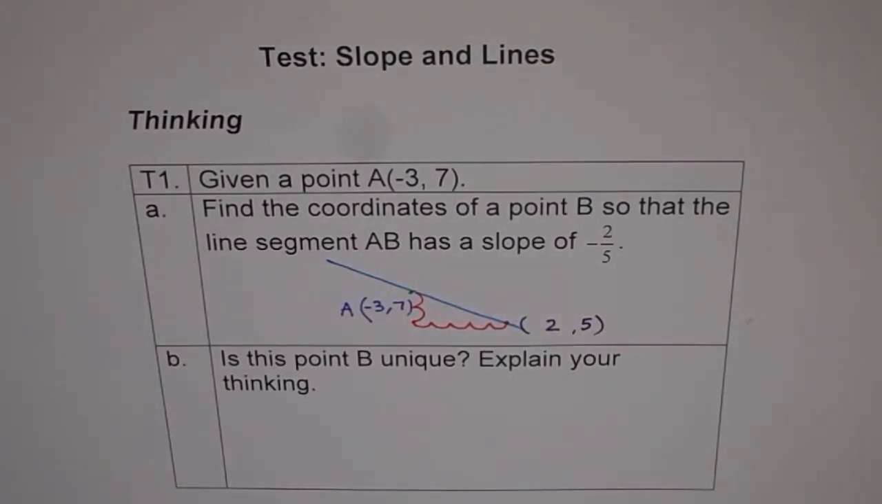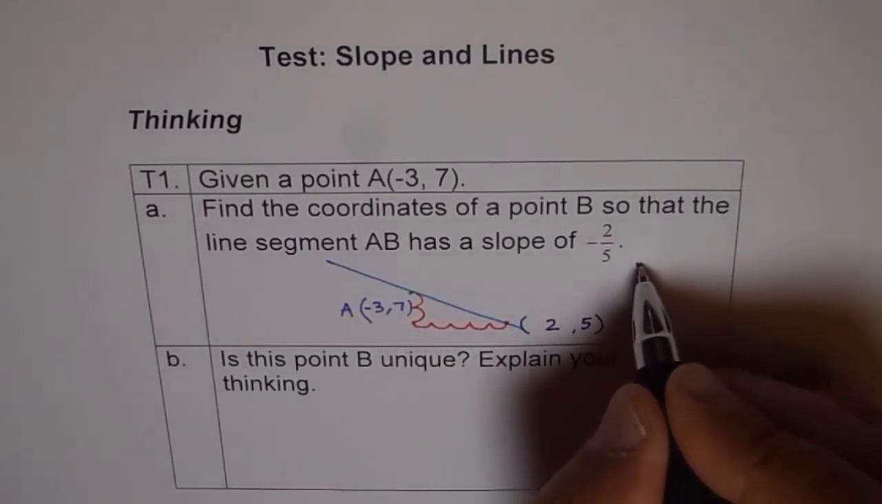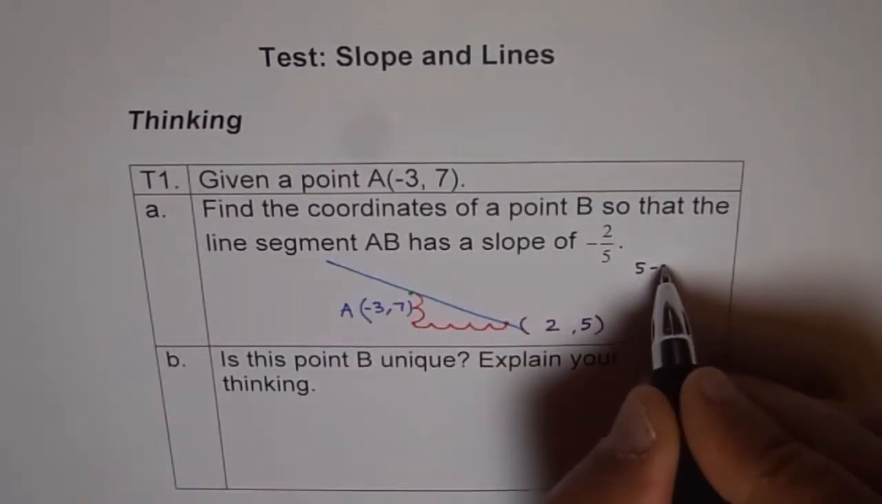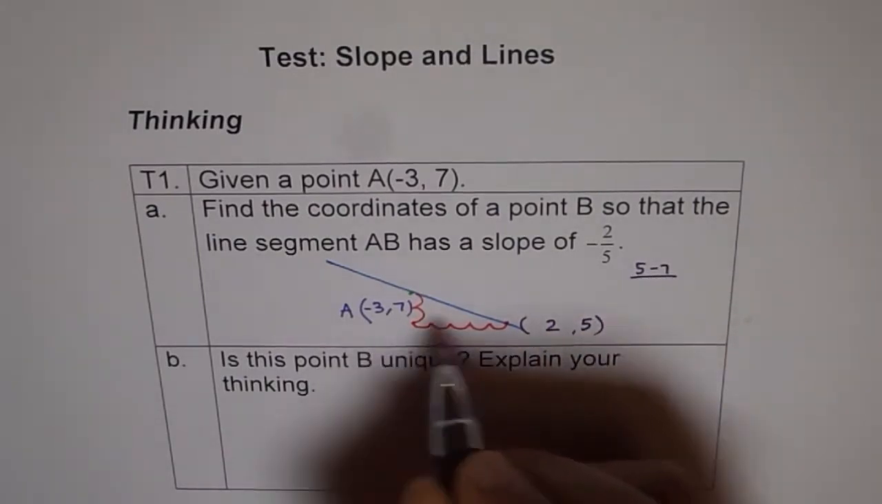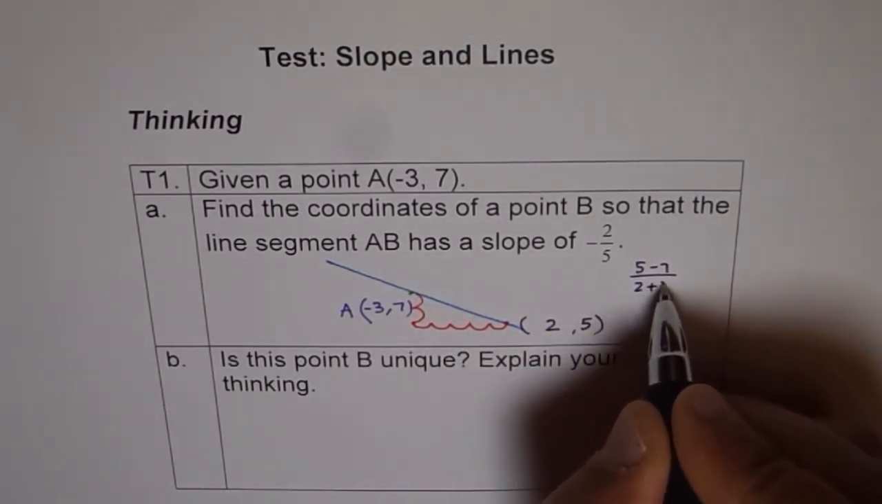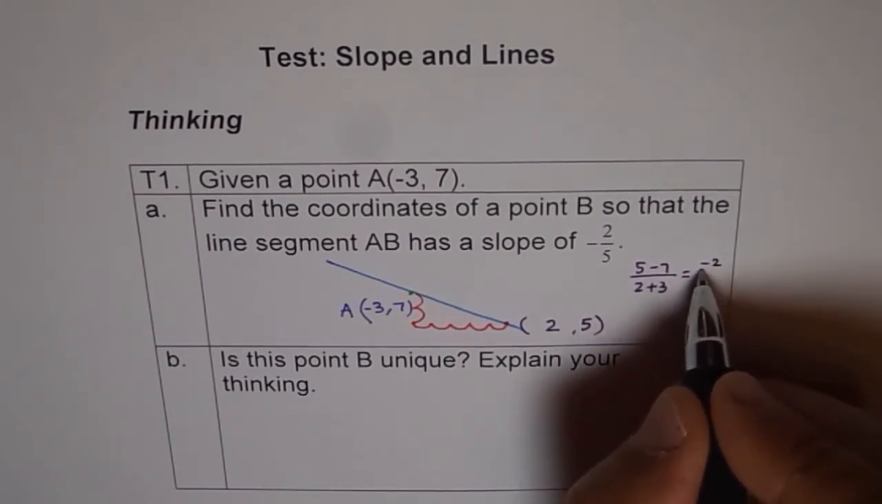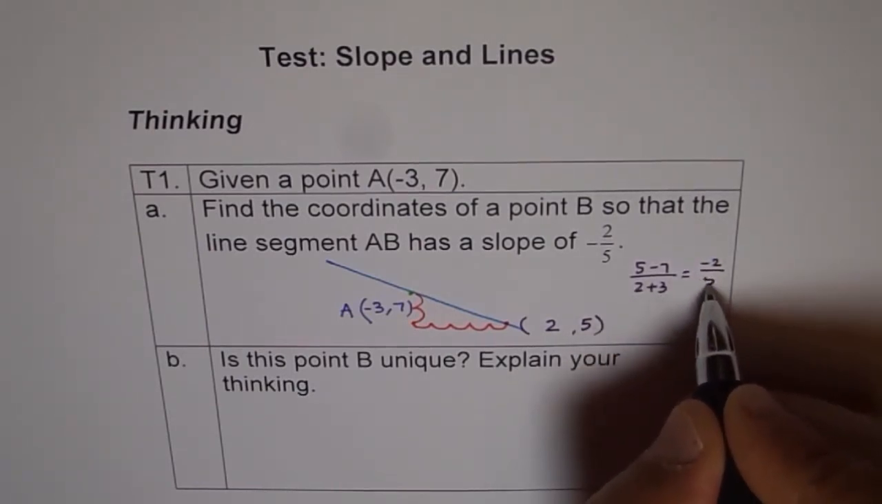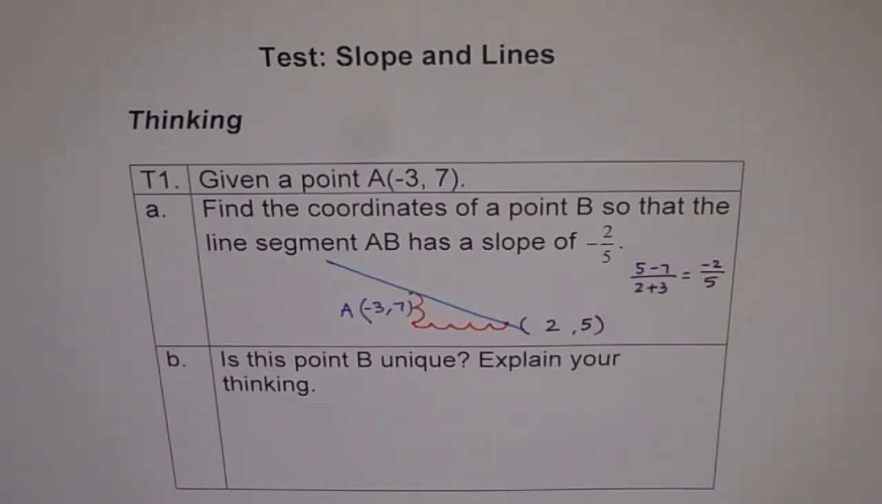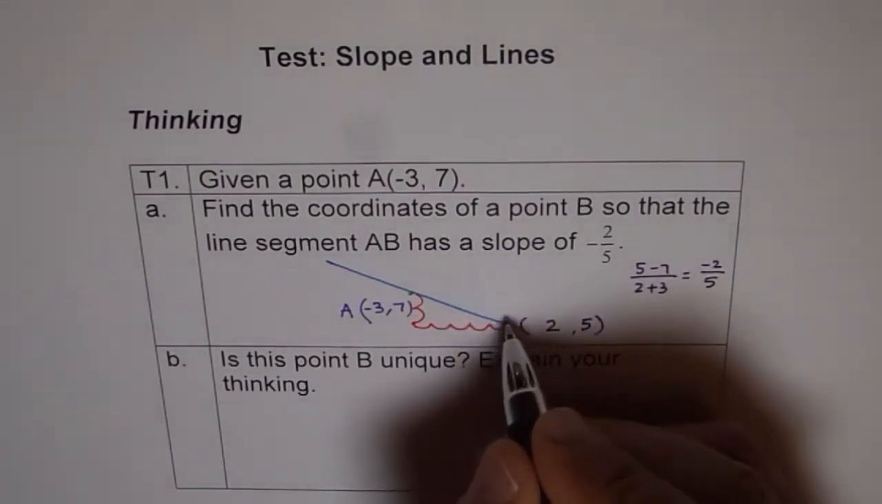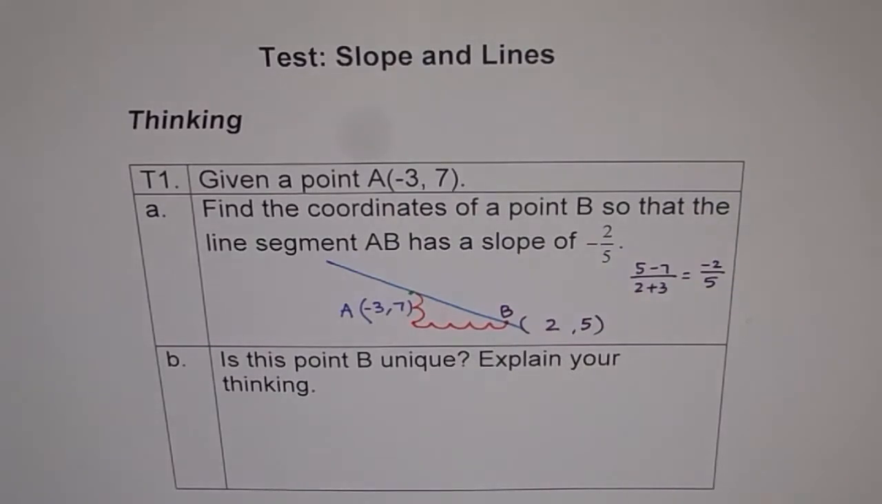So this is one point we got, and if you check the slope, let's do our math now to check: (5 minus 7) divided by (2 minus -3), which is 2 plus 3. 5 minus 7 is -2 and 2 plus 3 is 5. So we get our slope. Do you see? So we have found one point, and let this point be B. Good job.